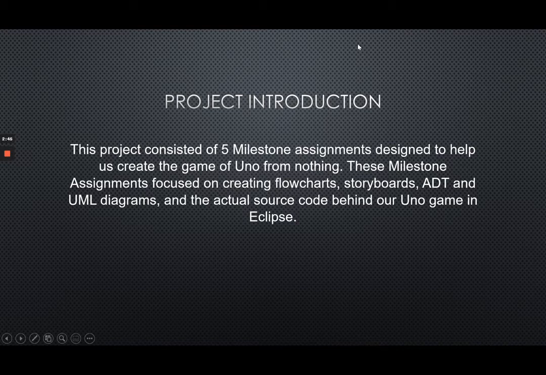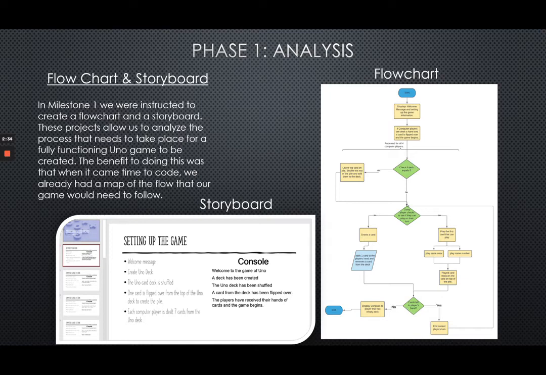In this project, we just had 5 milestones: creating flowcharts, storyboards, ADT, UML, and then the actual source code behind our Uno game, which we did in the Eclipse IDE. Our phase 1 was just the analysis, so this consisted of the flowcharts and the storyboards. And milestone 1, that's where the flowcharts and storyboards were made. This really helped me plan out how I wanted to build my game in the future. Before even touching code, I was able to get a map of where I wanted to go with my code.